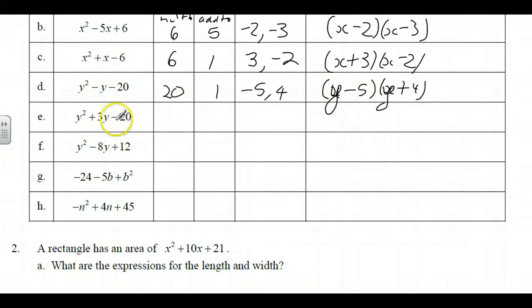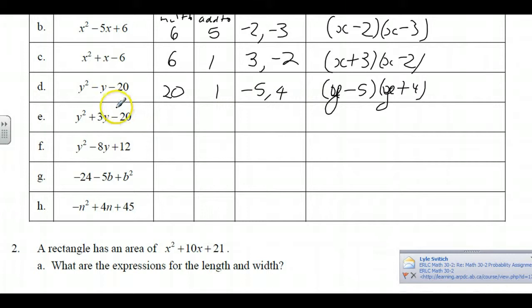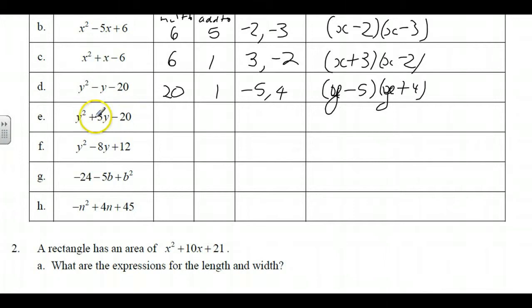Checked. Multiply to 20, 1 positive, 1 negative, and they differ by 3, right? When it multiplies to a negative, they differ by 3.